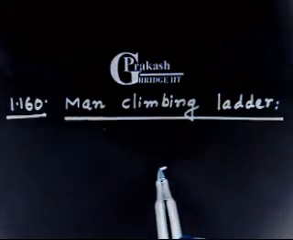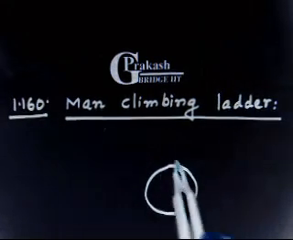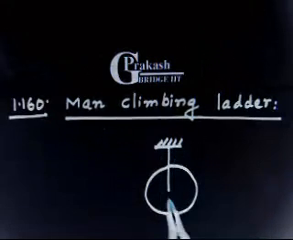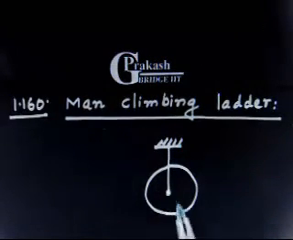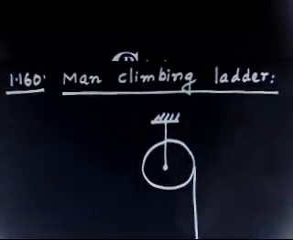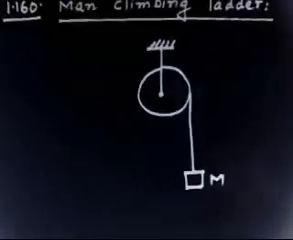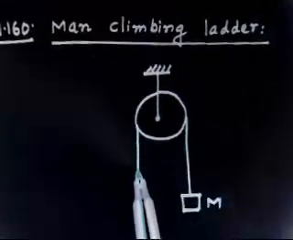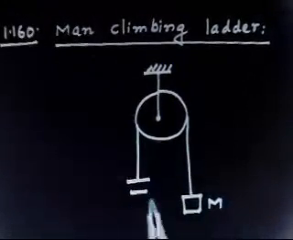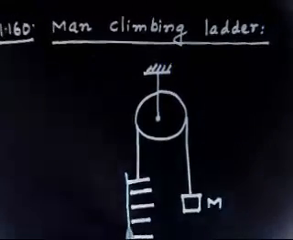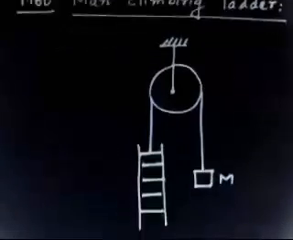So let us say there is a stationary pulley and this pulley is attached to a roof, and one side of the pulley we have a mass capital M. Other side of the pulley, you have a ladder attached. So let us say the ladder is something like this.